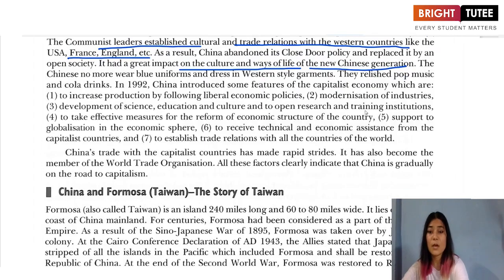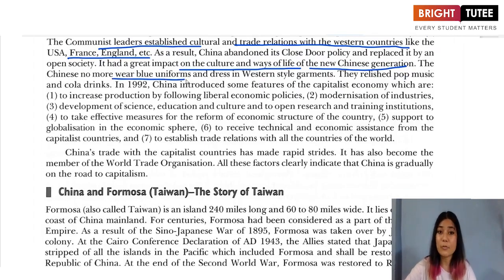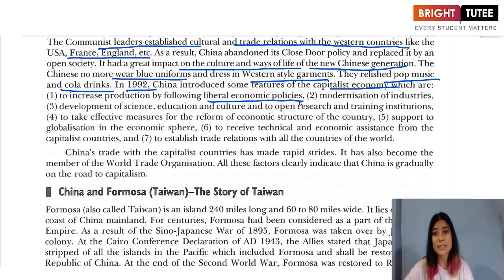Now they no longer wore their blue uniforms. They dressed themselves in Western style garments. They enjoyed pop music and also began to consume cola drinks, which were popular in the West. In 1992, China introduced some features of capitalist economy, which were as follows. First, it increased production by liberal economic policies. Liberal economic policies were adopted, which increased the production of industries. The industries were modernized.